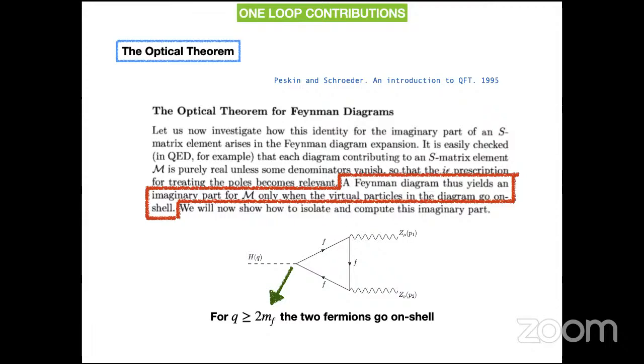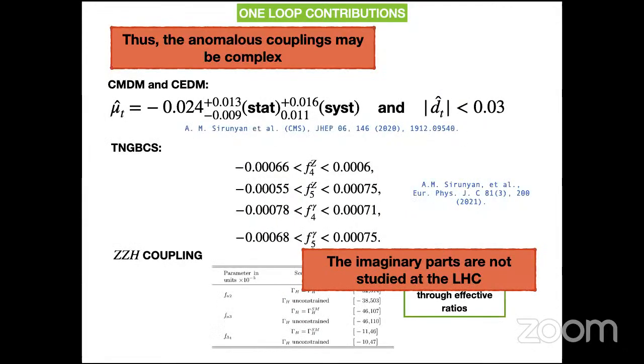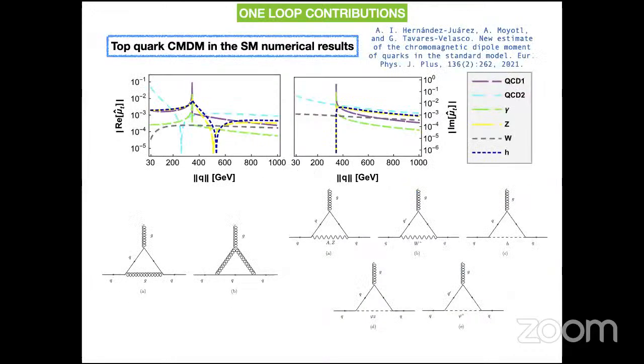But as we said before, remember I said you have to keep in mind that at the LHC, this kind of couplings are considered only as real observables. But for our discussion, we can say that our anomalous couplings for the off-shell couplings may be complex, right? So we have an imaginary part for these observables, which are not considered or studied at the LHC.